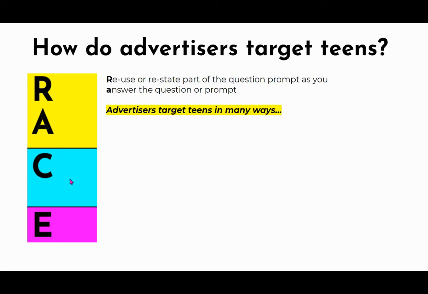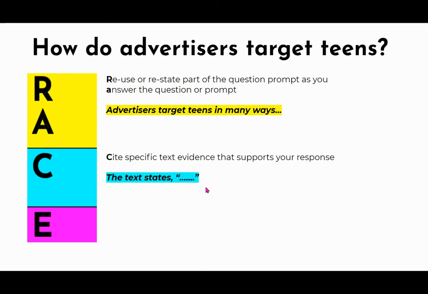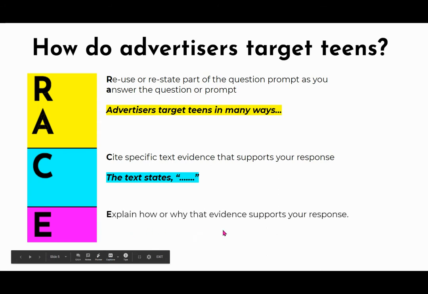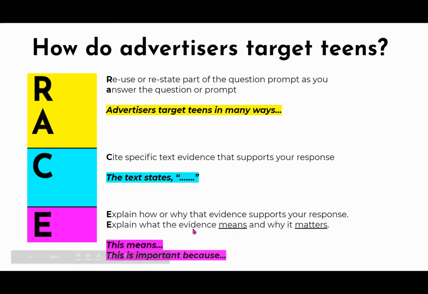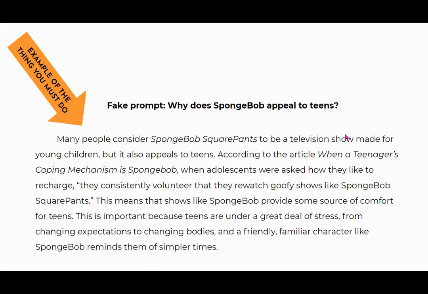Now, the C, I hope you are familiar with the C in RACE because that's what we've been practicing for a while now, and that stands for citing text evidence. So you'd use a sentence starter with something like the text says, or the author states, or as we see in the text. And then finally, it's not enough if you just show me the evidence. You have to convince me that you understand the evidence. You've got to really explain it. Explain how it supports your response, how it answers your questions. Tell me what the evidence means and why it matters, why it's important. So that's RACE.